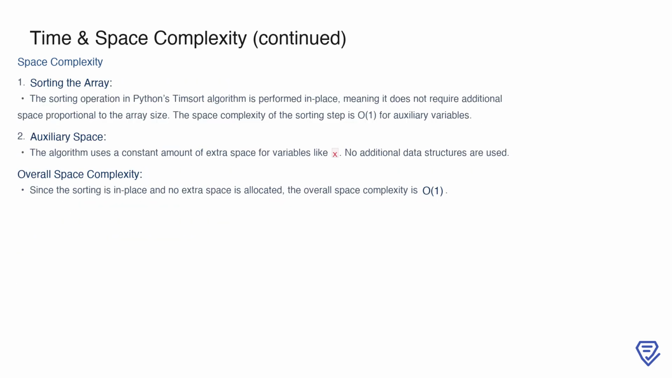Now let's examine the space complexity of the solution. The sorting step is performed in place using Python's timsort algorithm, which does not require additional space proportional to the size of the array. This means the space complexity for sorting is O(1) for auxiliary variables. Additionally, the algorithm only uses a constant amount of extra space for temporary variables, such as x, and does not involve any additional data structures. As a result, the overall space complexity of the solution is O(1), making it highly space efficient.